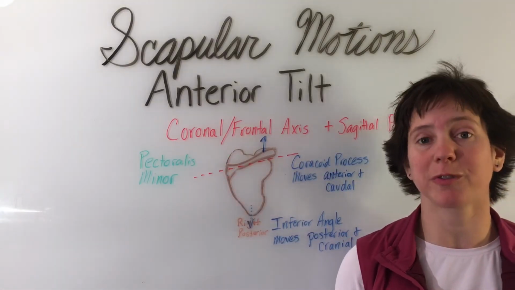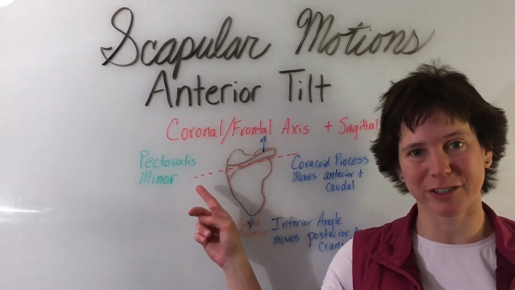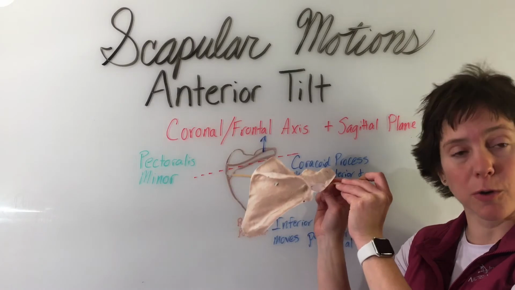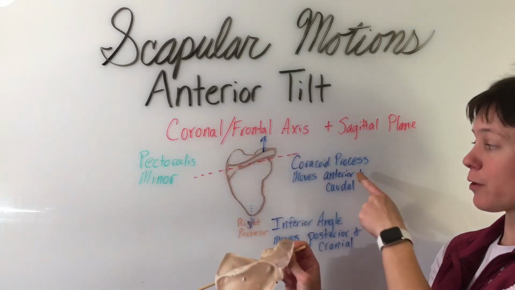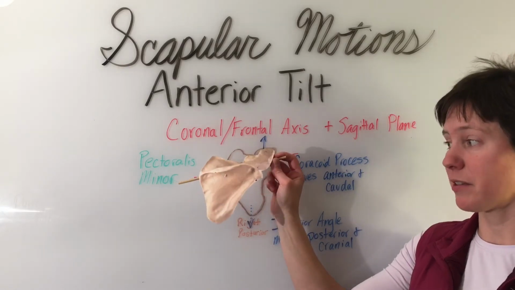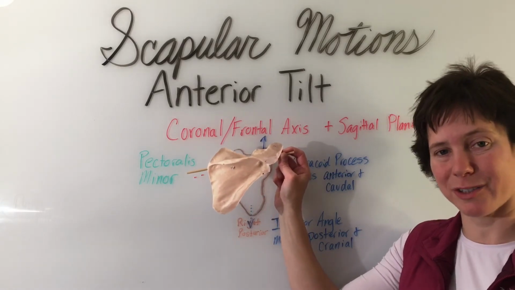The only muscle involved in anterior tilt is pectoralis minor. Since the pectoralis minor is attached to the coracoid process, and the coracoid process moves anterior and caudally, thus it pulls the scapula into anterior tilt.